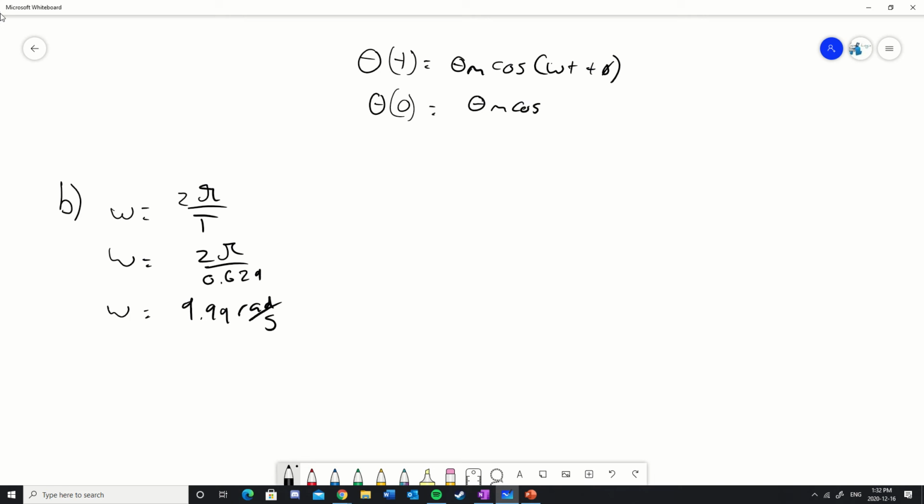At t equal to 0, it's simply cos of phi, and we find that it's listed as being negative 0.518 radians. So that is our equation 1. Now, for our equation 2, we take the derivative of this to find the velocity. Now, that is modeled in this manner. V of t equals this here.